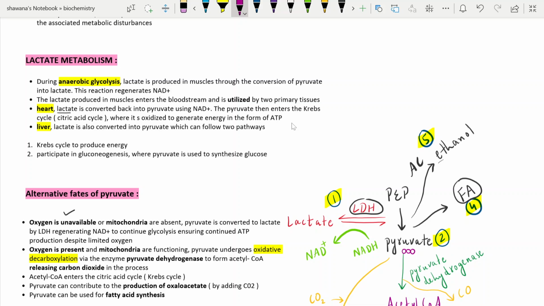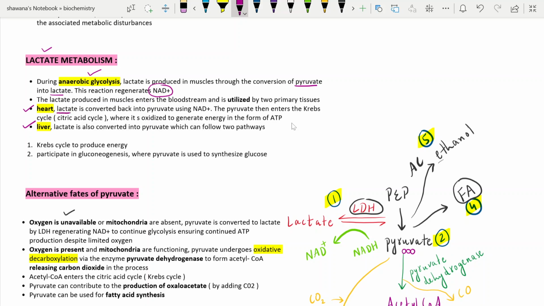We are producing lactate in so much amount in anaerobic glycolysis. So what to do with that lactate? How is this lactate going to perform in our body, and which tissues are utilizing this lactate? The conversion of pyruvate to lactate will regenerate NAD positive. I have told you thousands of times that. So lactate is utilized by two primary tissues. First is the heart and second is the liver.